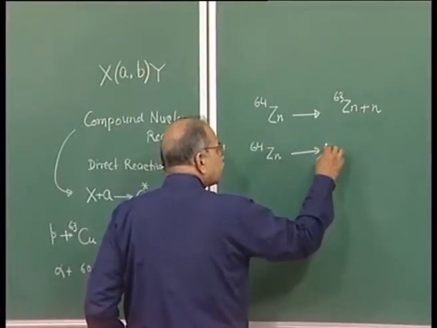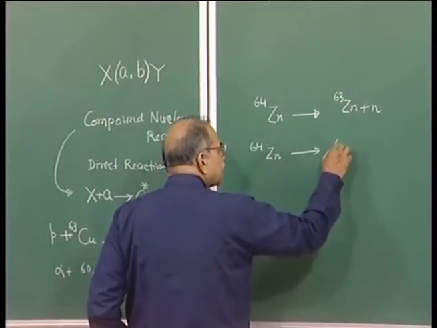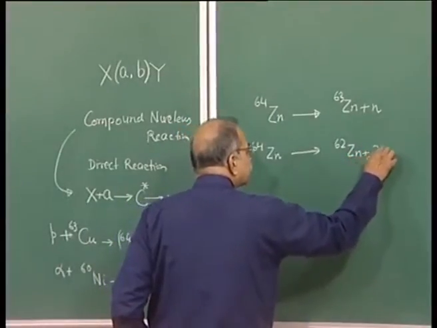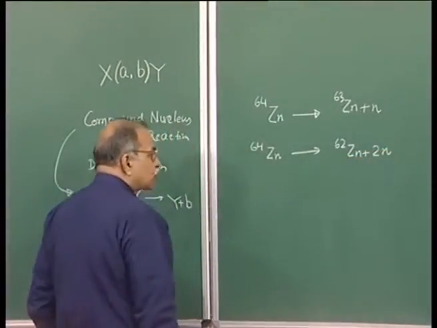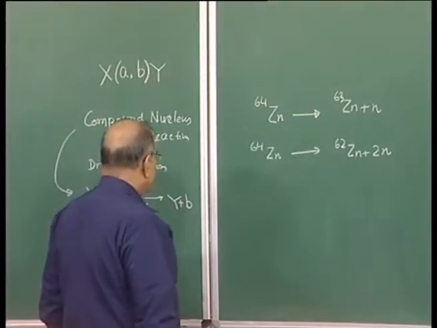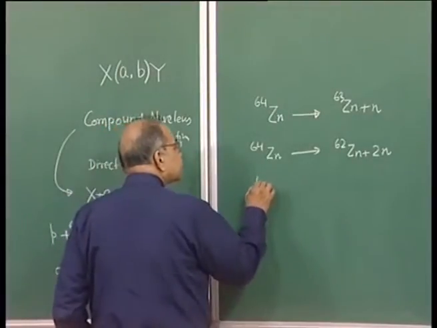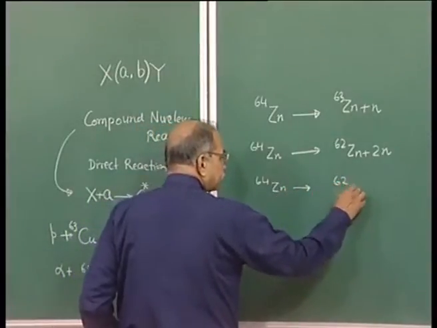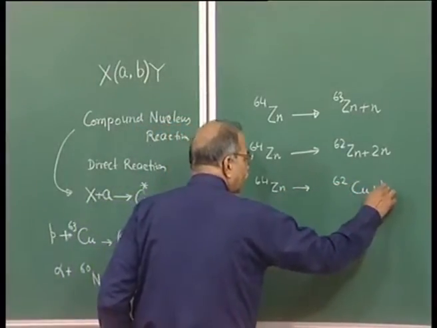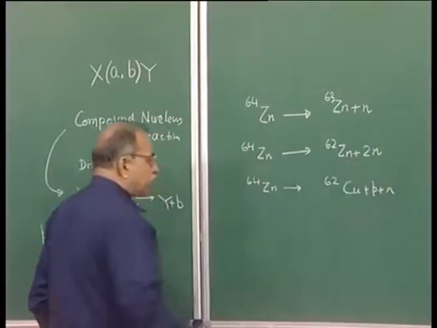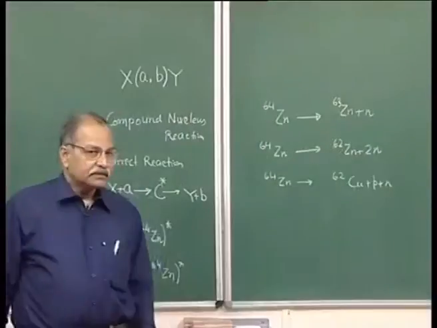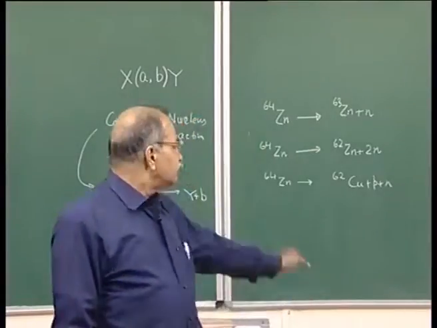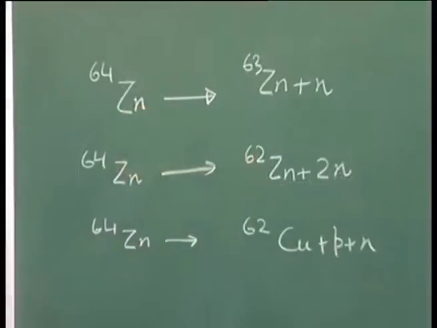These are the observed things in the experiment, that is why I am writing this. I will show it on the screen. If 2 neutrons are emitted, then it is 62 zinc plus 2 n, or 1 neutron and 1 proton can also be emitted, in which case it will make 62 copper. Many other things are possible, but the work that I am going to show you talks of these 3 mechanisms.